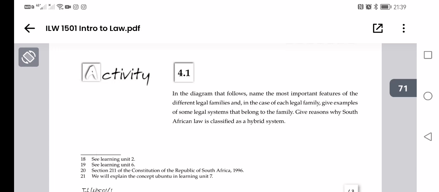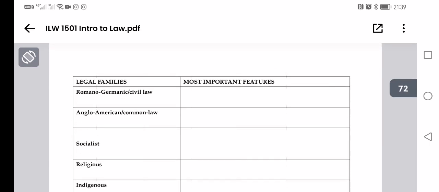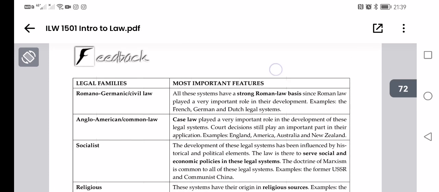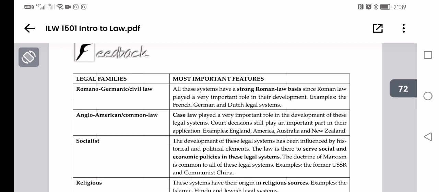Okay, legal families. Just go straight to feedback. Okay, we have Roman-Germanic civil law. All these systems have a strong Roman base, since Roman law played a very important role in their development. Examples are the French, German, and Dutch systems. Anglo-American: case law. Okay, socialist, religious, indigenous, mixed hybrid. Okay.